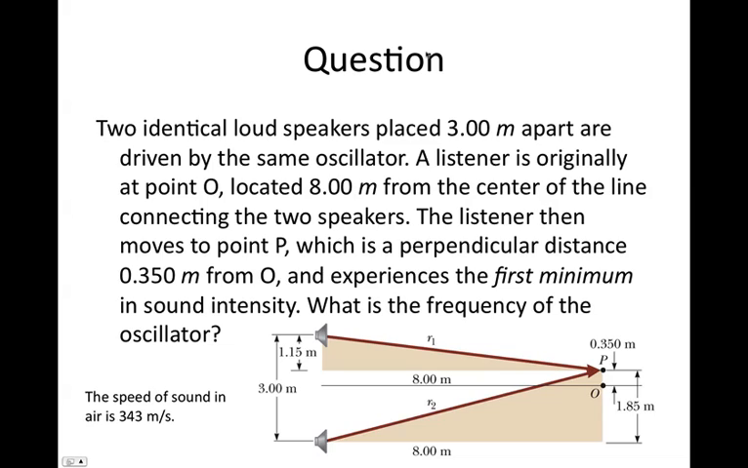Final question. Two identical loudspeakers placed 3 meters apart are driven by the same oscillator. So since they're driven by the same oscillator, that tells us that they are in phase. A listener is originally at point O, located 8 meters from the center of the line connecting the two speakers. The listener then moves to point P, which is a perpendicular distance of 0.350 meters from O, and experiences the first minimum in sound intensity. What is the frequency of the oscillator? And we're told that the speed of sound is 343 meters per second.